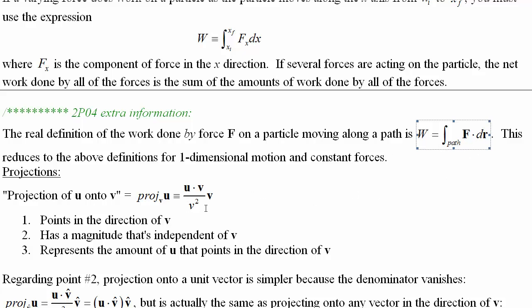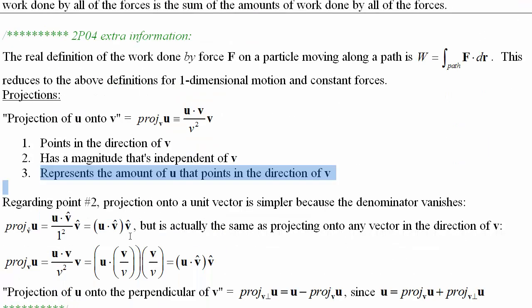In vector notation, that looks like this. You could also project the force onto the path if the path is in a straight line. A projection of u onto v, recall from algebra, is written like this, and it's u dot v over the magnitude of v squared times v. It points in the direction of v. It has a magnitude that's independent of v and represents the amount of u that points in the direction of v. Why is the magnitude independent of v? It looks like there's a bunch of spots where v shows up on the right here.